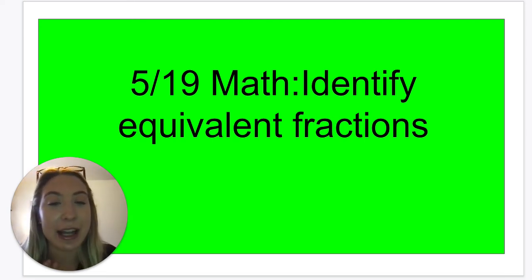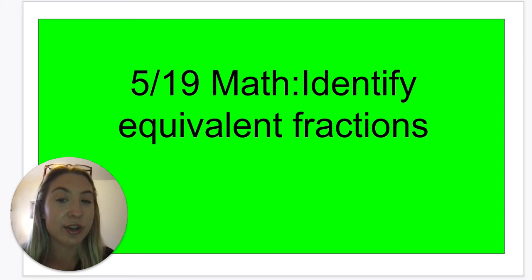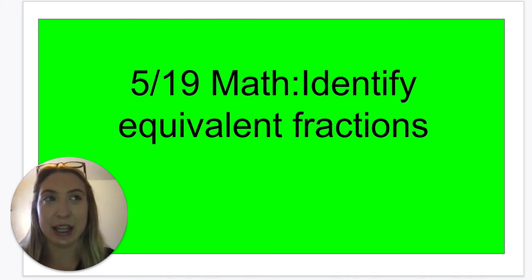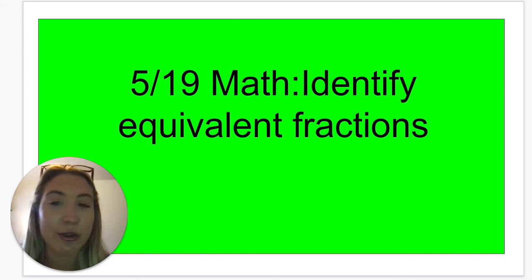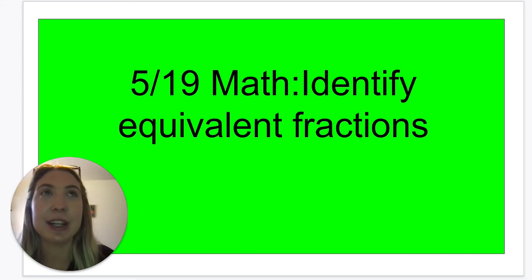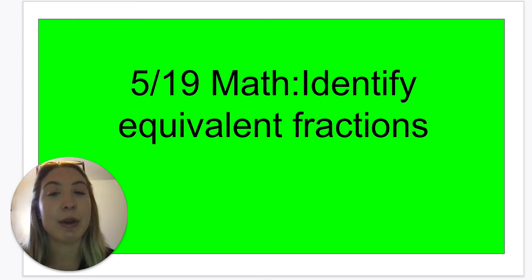So today we are identifying equivalent fractions. Remember, equivalent means equals. Even though they might look different and have a different number in the numerator and the denominator, they're still equal fractions. So again, let's just go through some examples. It's going to be a review of what we learned last week, just continuing on through this week. We're mainly going to be working with equivalent fractions.